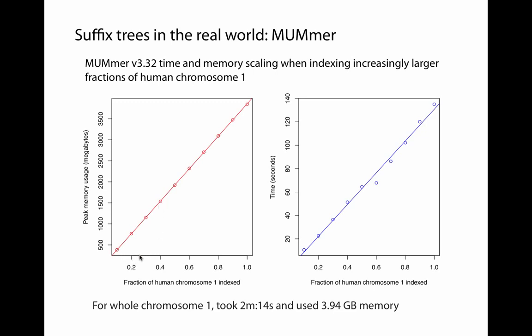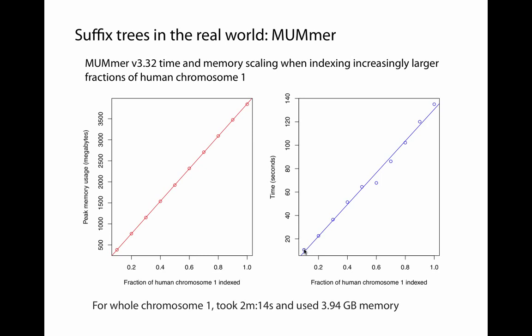So I ran all of these increasingly long prefixes through Mummer, and then I asked what was the peak memory usage when I ran Mummer and had it build a suffix tree over that sequence. And you can see that this is scaling linearly. So that's what we expect. Over here now I'm evaluating the time it took to build the suffix tree index. And again, it's scaling pretty much linearly. So good, that's what we expect.